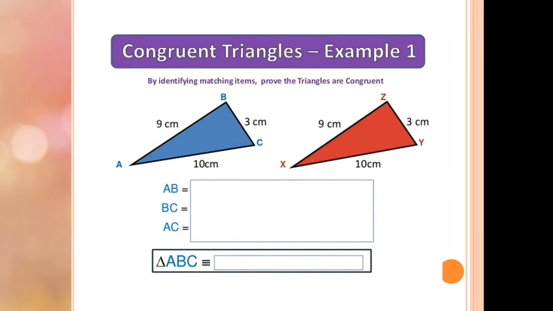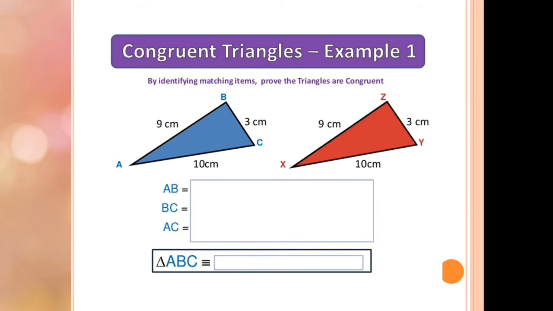Congruent triangles. Example number 1. By identifying matching items, prove the triangles are congruent. So, i-prove natin kung ang triangles are congruent. As we observe in the left and the right side triangle, we have the red triangle in the right side and the blue triangle in the left side.